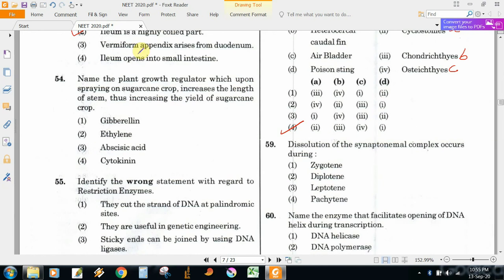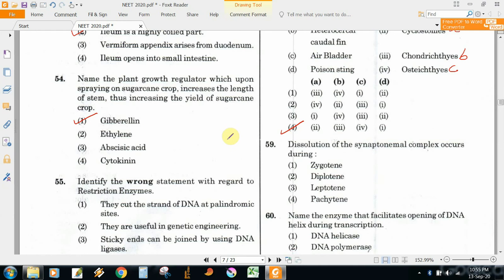Moving on, name the plant growth regulator which upon spraying on sugarcane crop increases the length of the stem, thus increasing the yield of the sugarcane crop. So the first one is gibberellin. Yes, gibberellin, as you know, it is mainly involved in elongation, increasing the length of the stem, right? So ethylene, no. Abscisic acid, no. Cytokinin, no. I don't have to go into the details of the functioning of the hormones. The answer is gibberellin. That's it.